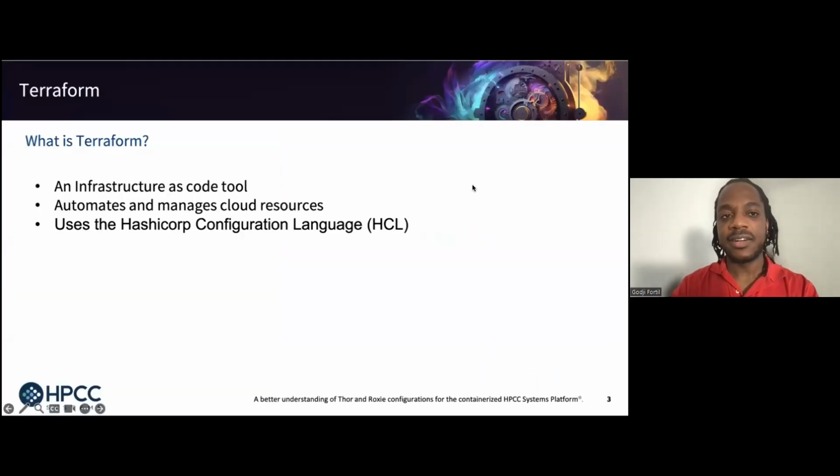So what is Terraform? Terraform is an infrastructure as code tool provided by HashiCorp. What it does is that it codifies infrastructures such as compute, network, and storage. It automates and manages cloud resources, and it uses the HashiCorp Configuration Language to do that.